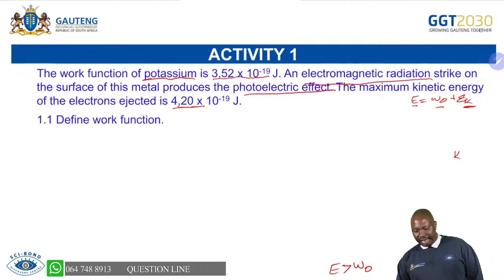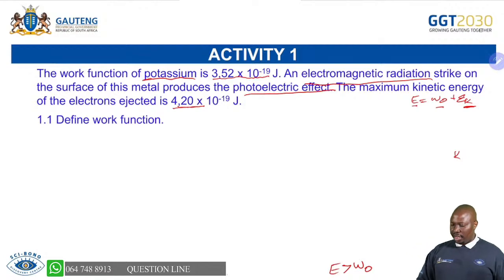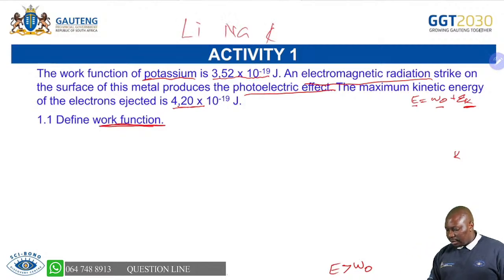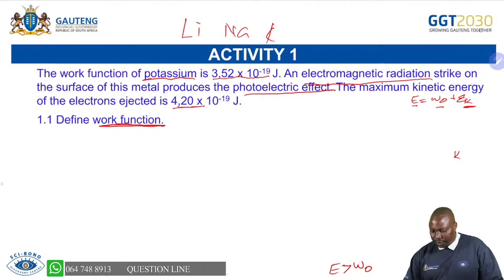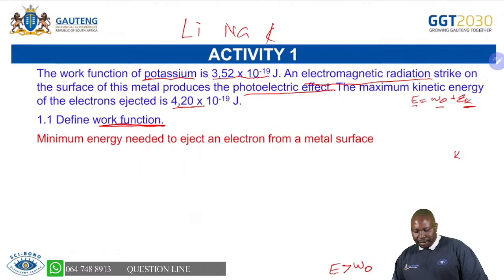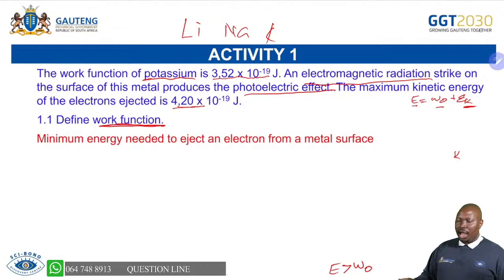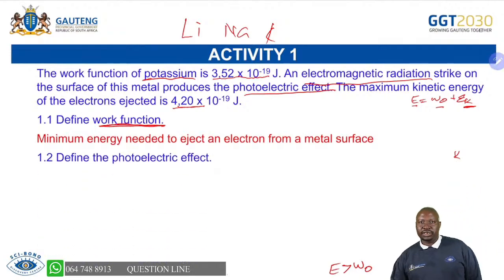Define work function. So that is the first question. You are able to define work function as the minimum energy required to eject electrons from a metal surface. So that is the definition. Minimum energy needed to eject an electron from a metal surface. I hope you will know these definitions, because definitely we'll have that 2 marks for defining.